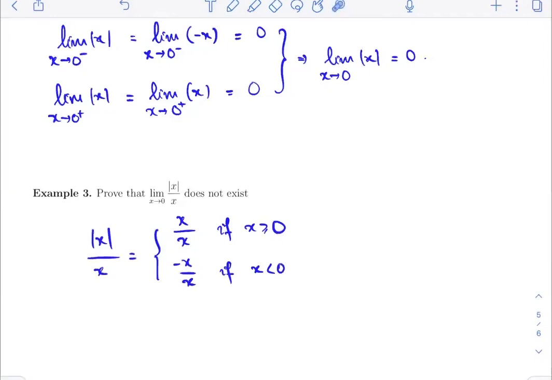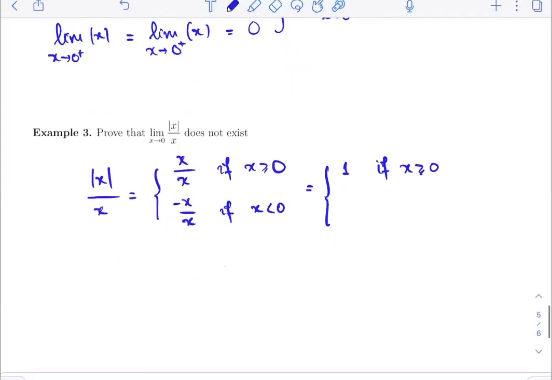At this point, you can simplify the function. So x over x is equal to 1 and negative x over x is equal to negative 1. So this piecewise defined function becomes positive 1 if x is greater than or equal to 0 and negative 1 if x is less than 0. Now, when you consider the limit of this function, again, you need to consider the left-hand limit and the right-hand limit.